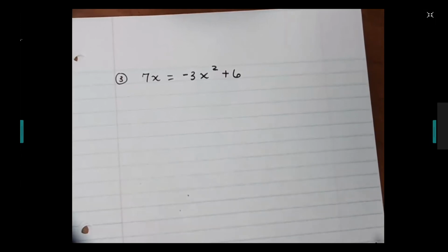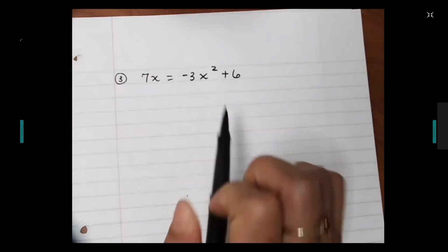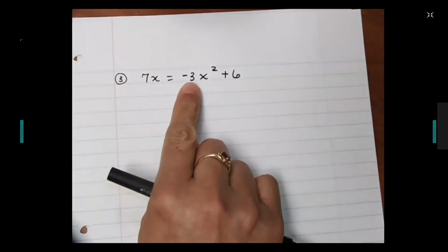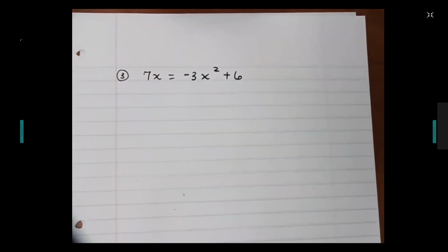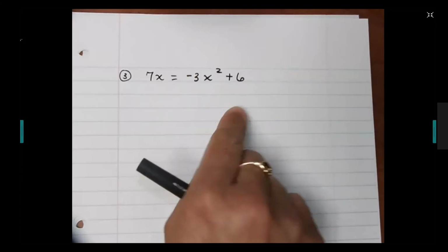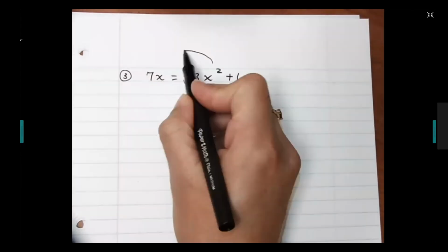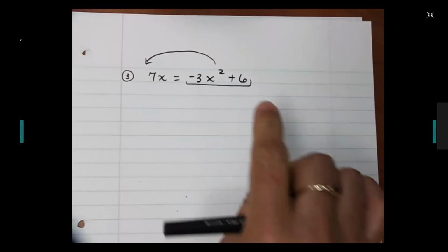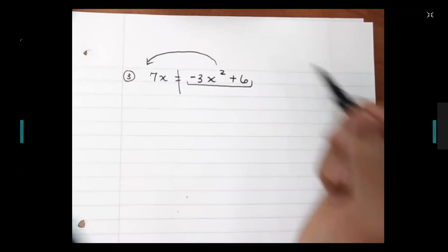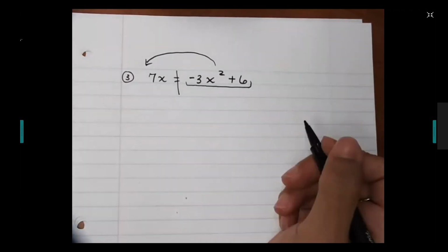All right, so it's not set equal to 0, so I need to fix it, right? I could easily take the 7x and move it over here, but notice that my x squared term is going to be negative. And what we've learned about factoring is when you factor, you always want to keep your x squared positive. So instead of moving the 7x, I'm going to take this entire expression here, the 3x squared plus 6, and I'm going to move it back. Because when I move it over, the x squared term, once it goes across the equals, it'll turn positive. So it's going to avoid having to do the GCF of negative 1. So you want to work smarter, not harder.